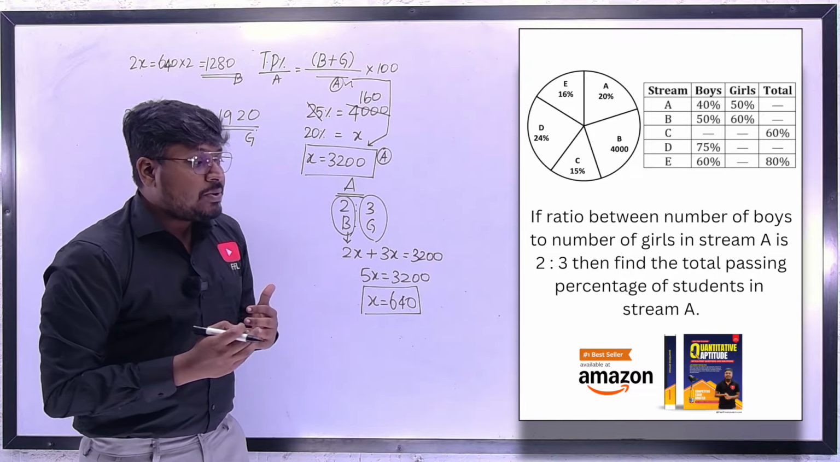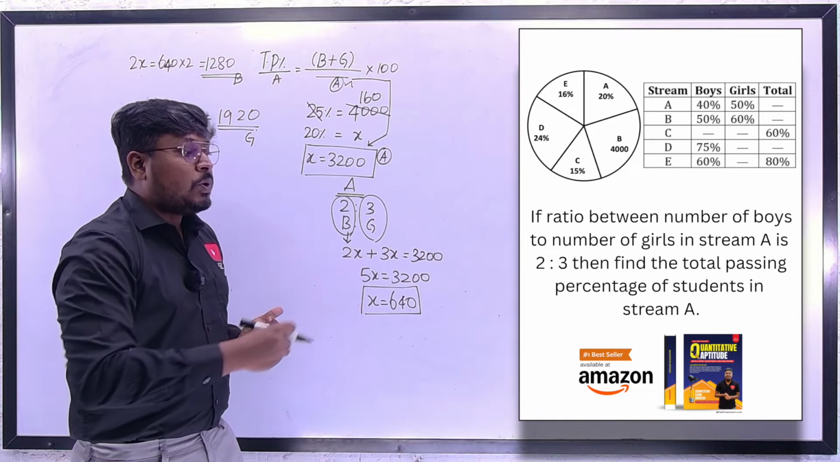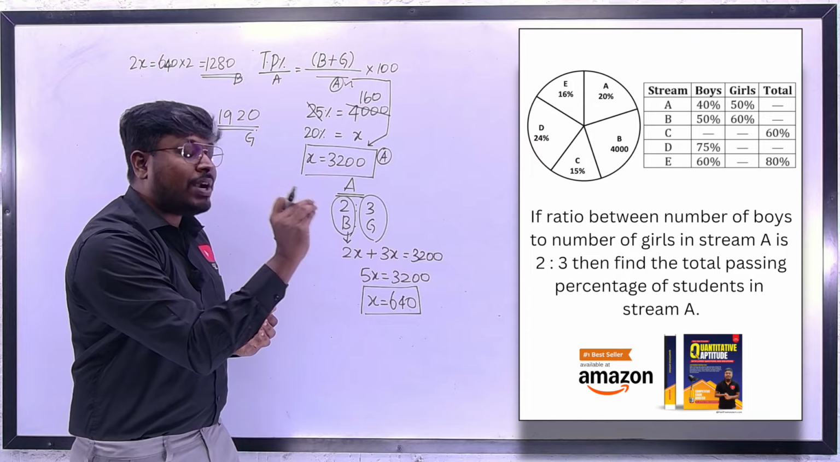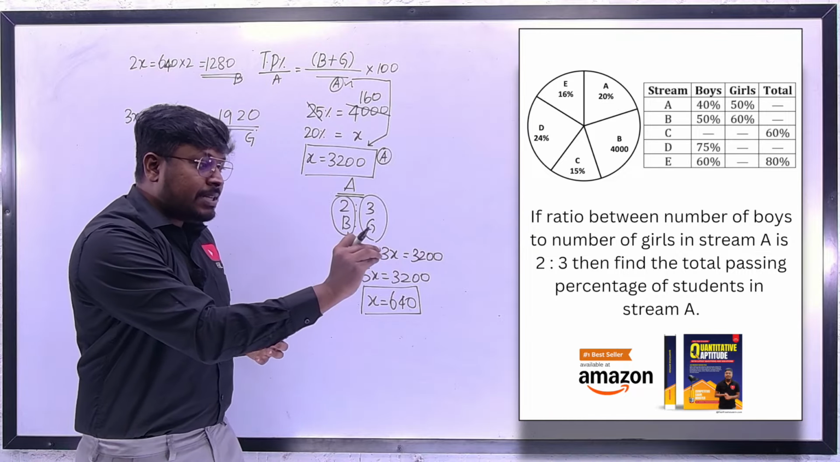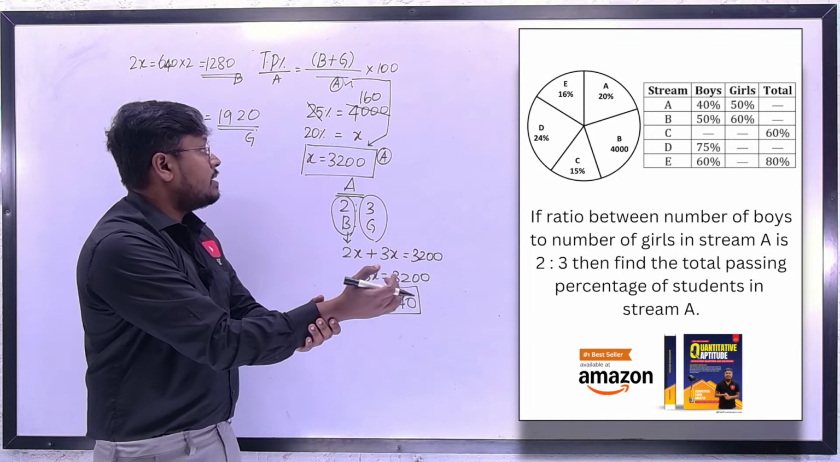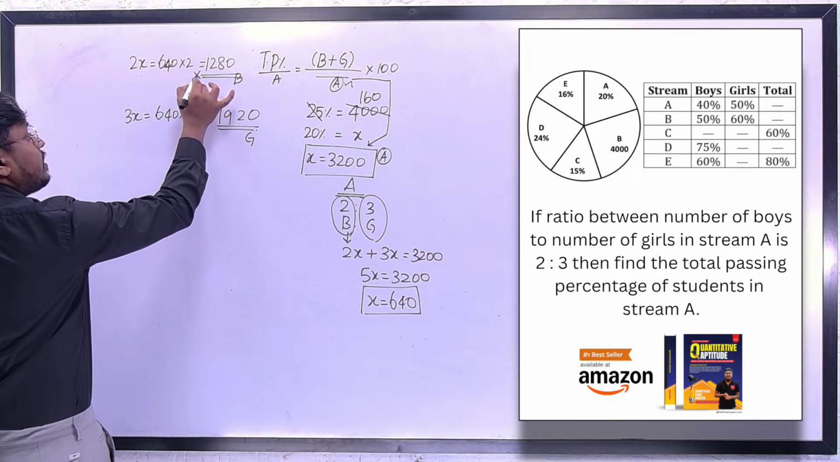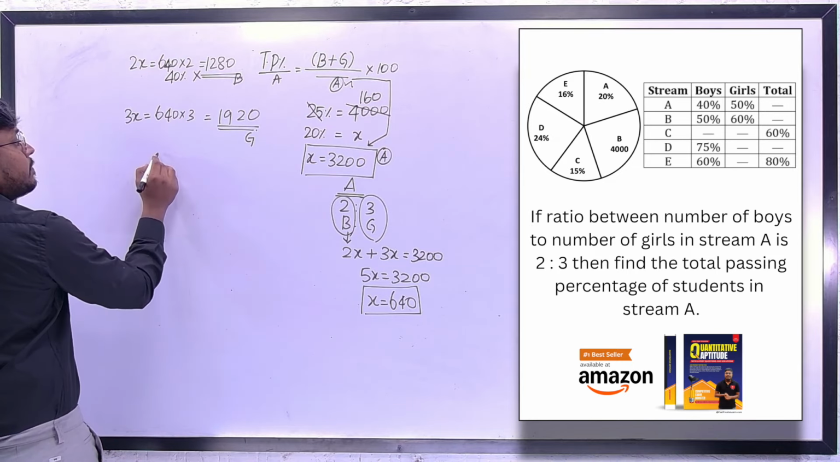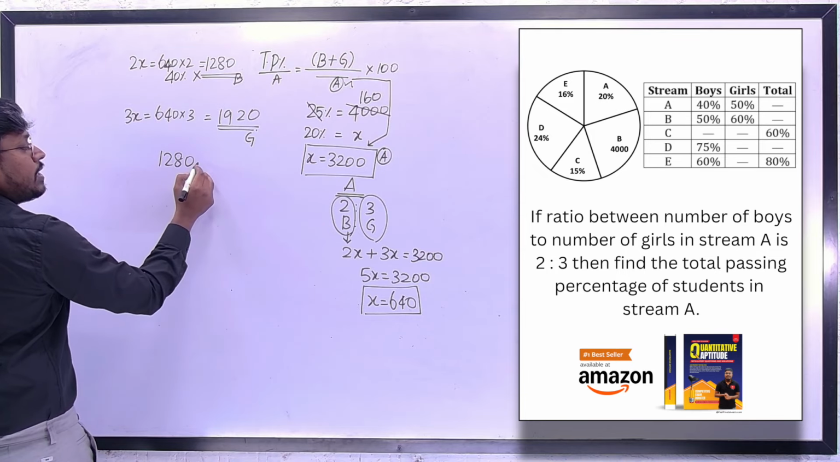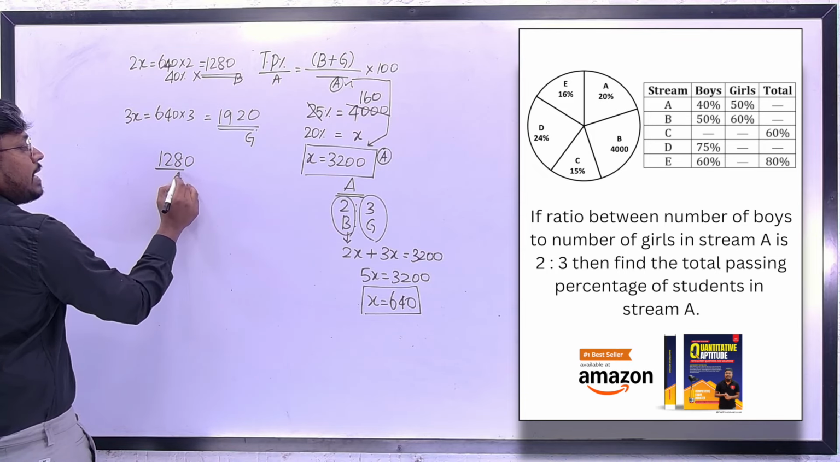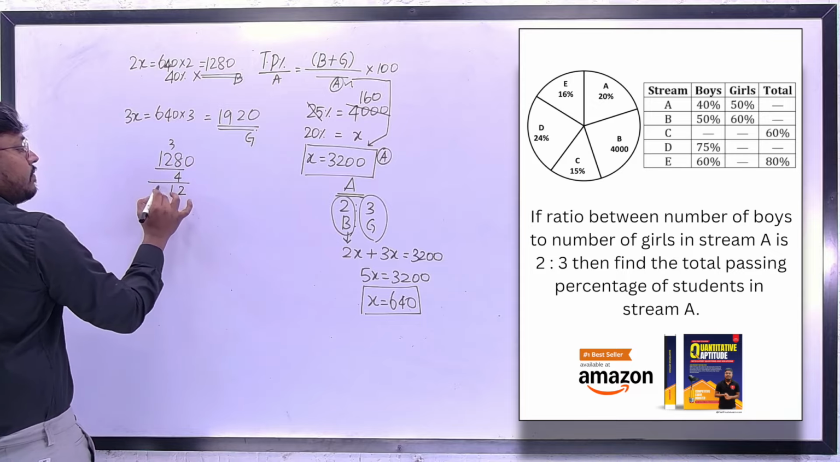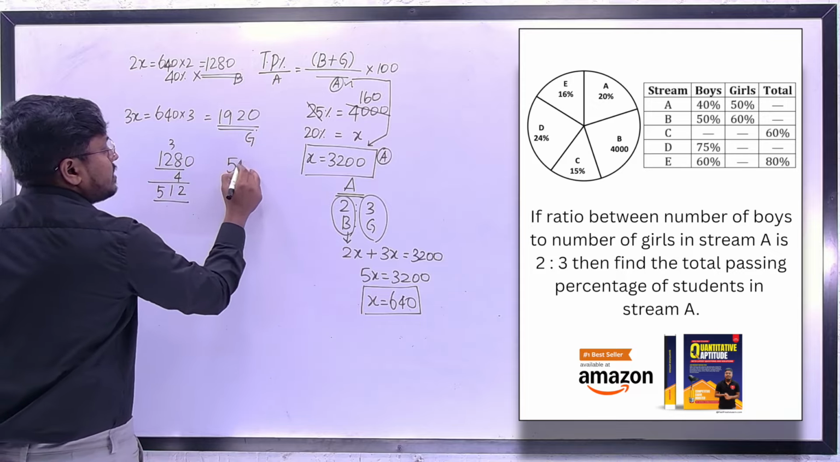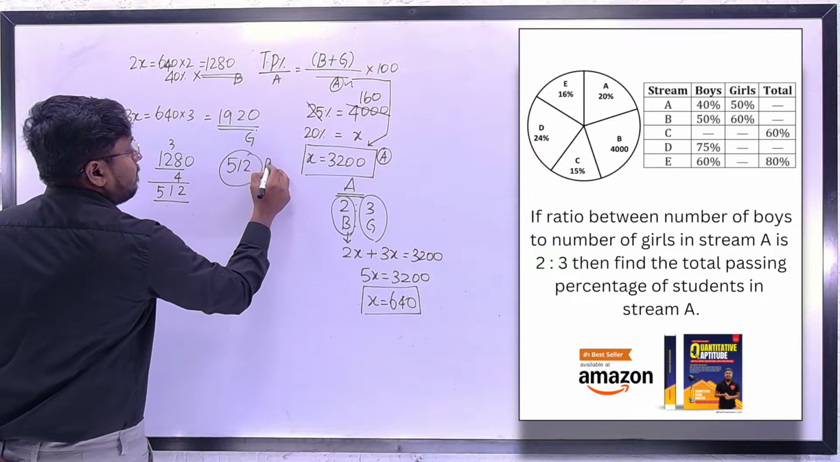According to the table chart, the boys passed is 40%. So 40% will be the total number of boys passed. Now what we can do here is find 40% of 1280, which is 128 into 4. 8 4s are 32, 8, 9, 10, 11, 512. So 512 is the total number of boys passed.